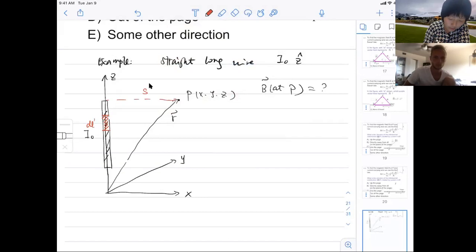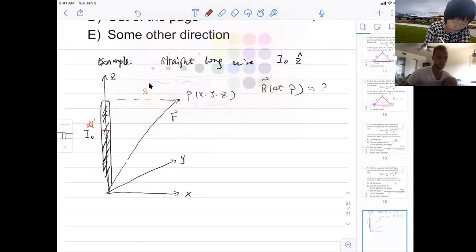So perhaps right now I'm going to shrink it down to a point. Later on we'll expand this a little bit. To avoid confusion, this is your current, but I'm going to simply look at a little chunk dL, and that's located at Z prime.